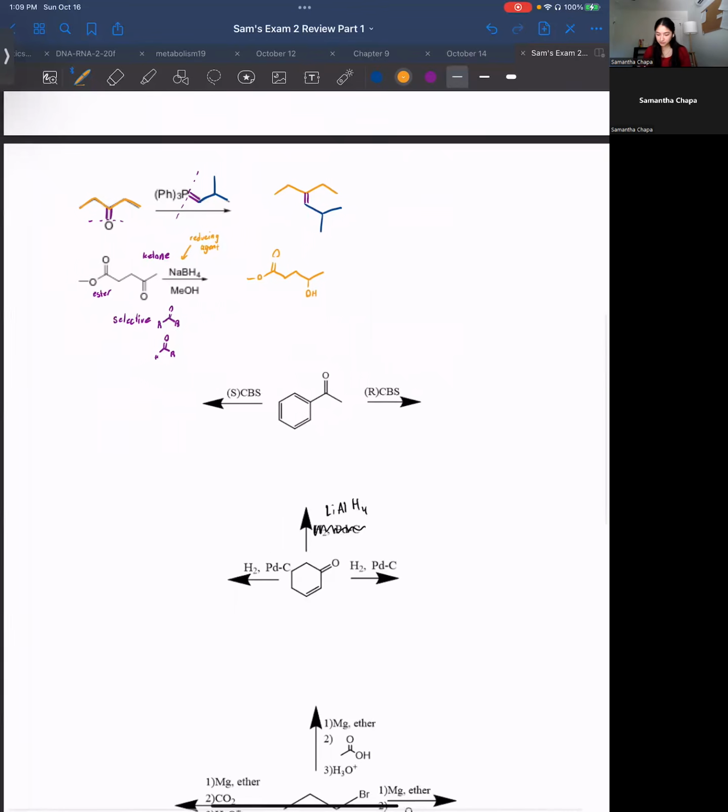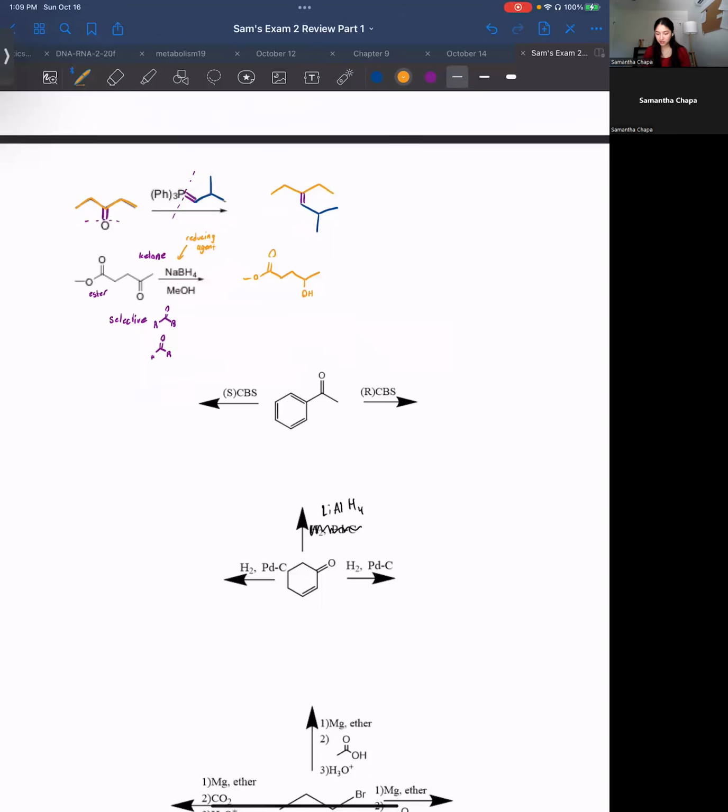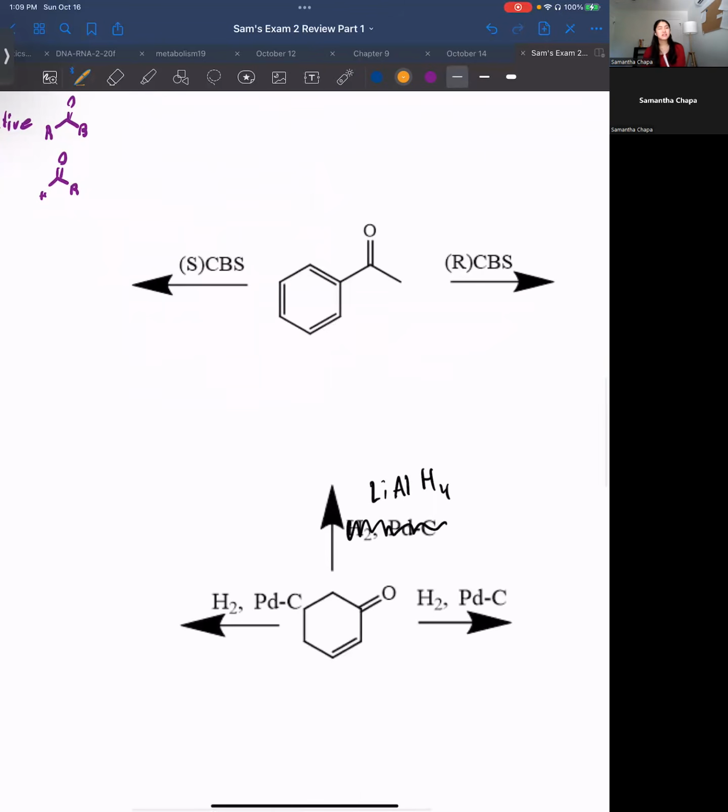Okay. For this next one, I think this is the only stereochemistry for Doherty's exam, because this one is about stereoselective groups. So this one was a bit confusing when I was learning it, but it was just something I had to memorize. So the SCBS, you would think, oh, it's going to give you the S enantiomer, but it's actually going to be giving you the R enantiomer.